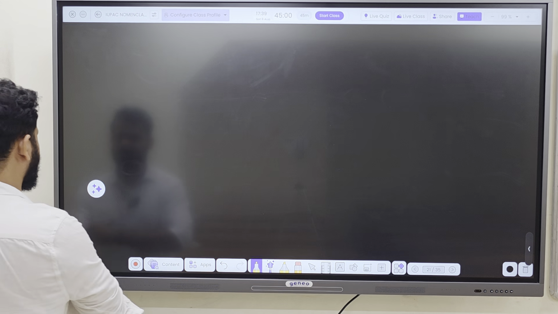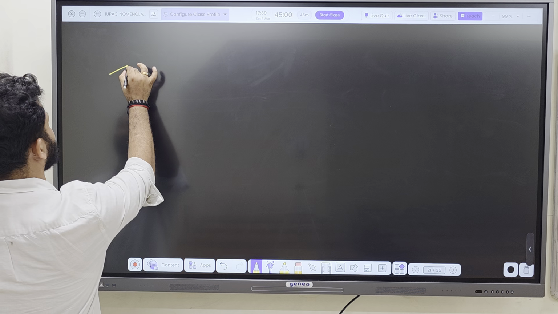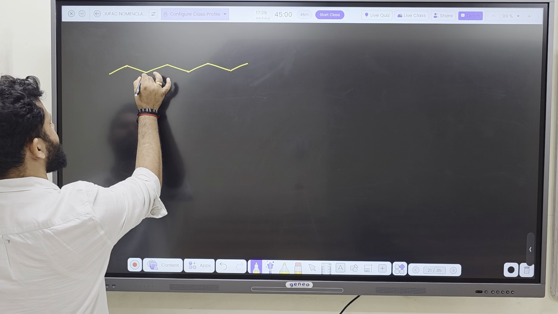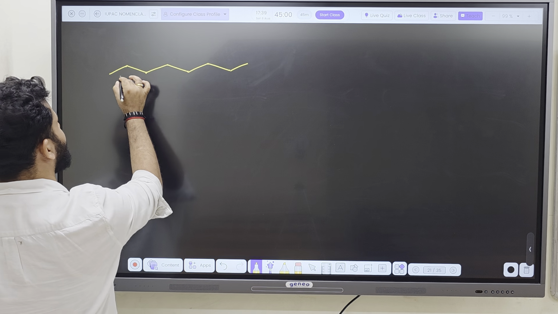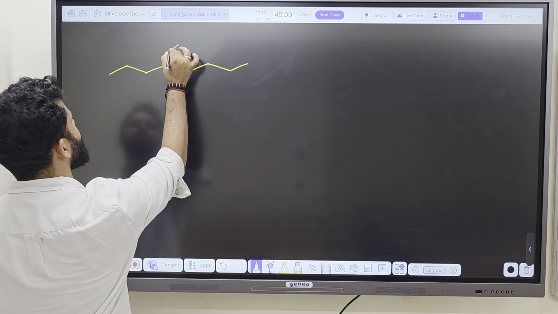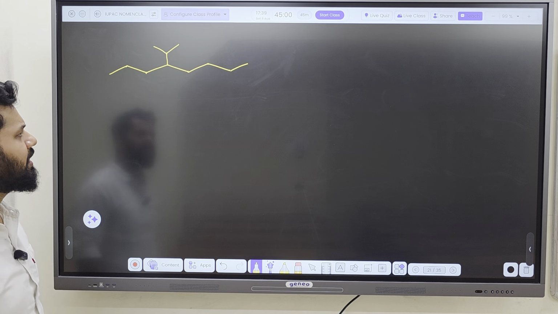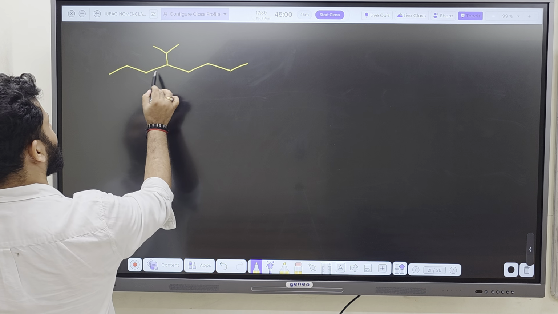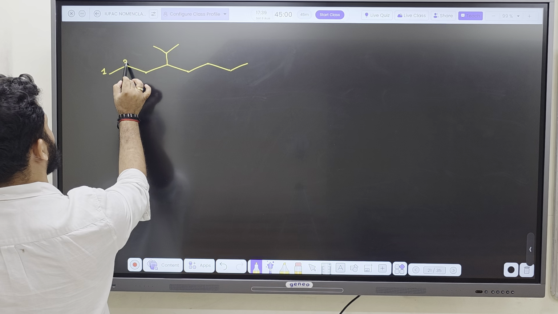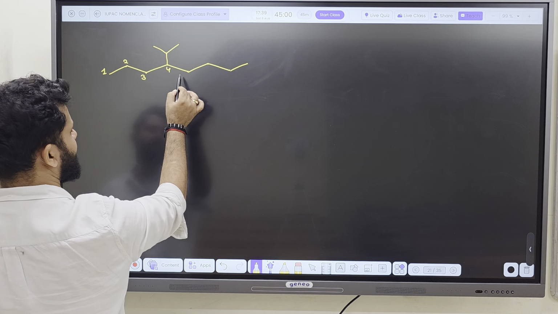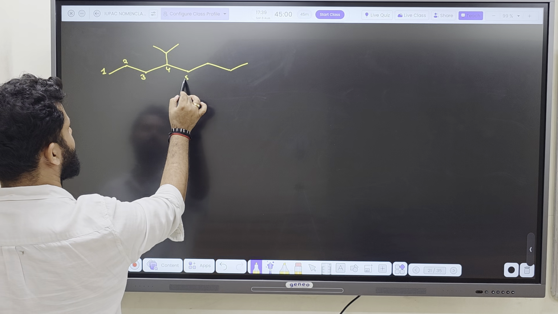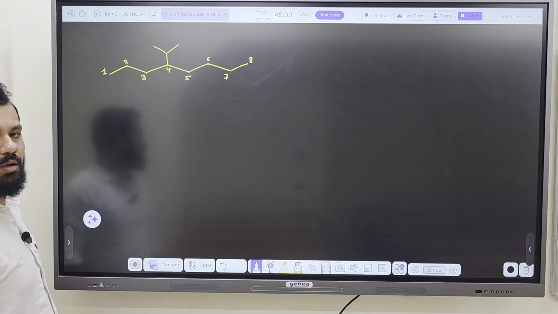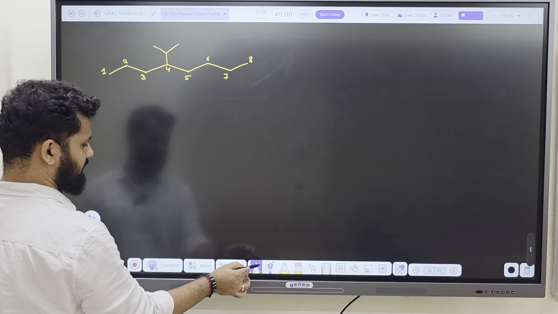Let us say that we have something like this. Okay, so now the PCC is this straight chain, and I will number it from the left side 1 2 3 4, because if I come the other way I'll have to assign it 5 6 7 and 8. Now at 4th position I have this substituent.